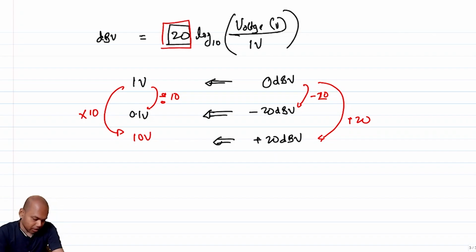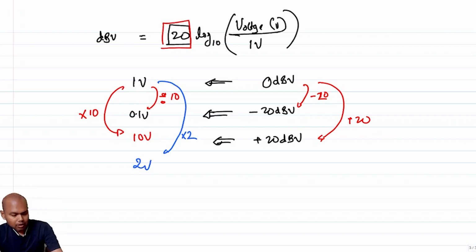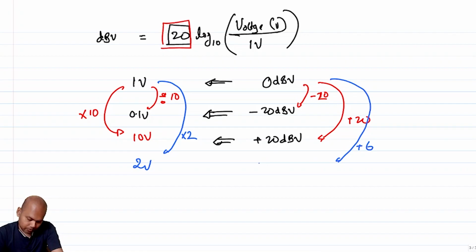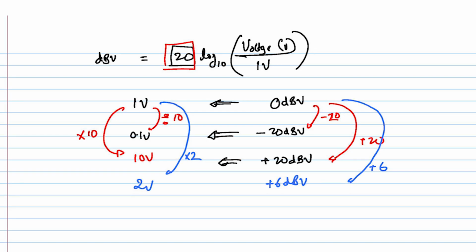Similarly, what happens if you double? Let's say I go to 2 volt. 2 volt means now it becomes 20 log 2. 10 log 2 is approximately 3, so 20 log 2 is essentially 6. So doubling of the voltage in dBV essentially means you add 6. Okay, fine. So as long as we understand this, there should not be any problem.